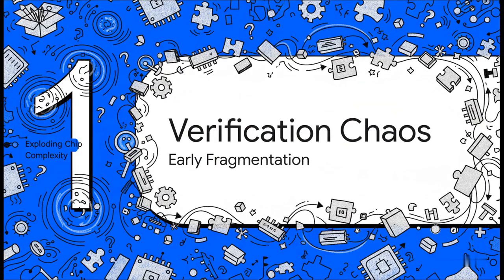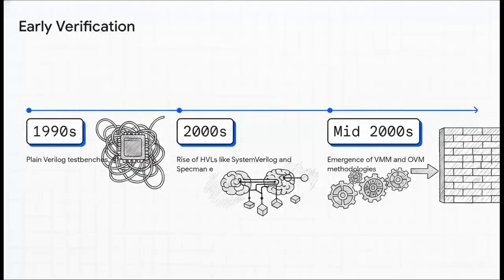Let's talk about the fragmentation in the early days. To truly appreciate the elegance of UVM, we kind of have to set the stage in the early days of semiconductor design. Back then, exploding chip complexity was creating an absolute verification nightmare. So picture this. In the 1990s, verification engineers relied on just plain Verilog test benches. And they were simple, sure, but they were incredibly hard to scale as chips got bigger and bigger.